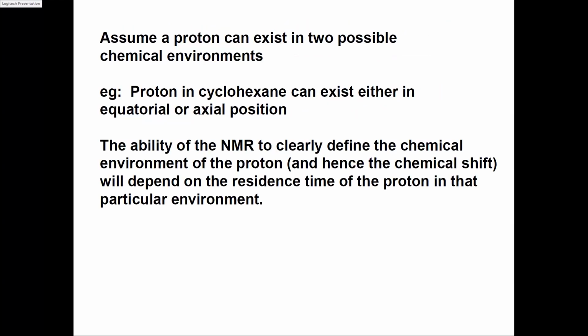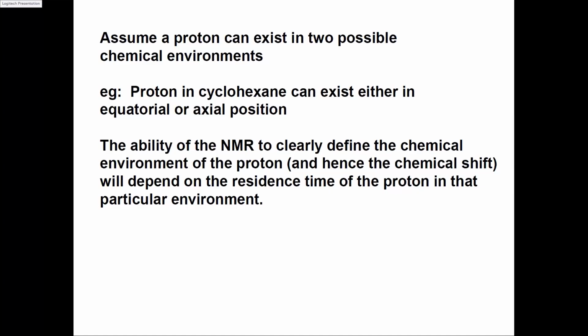Let's assume there are two types of protons in a molecule. A typical example would be the axial and the equatorial hydrogens present in cyclohexane. They have distinct chemical environments, so the axial hydrogen and the equatorial hydrogen should come separately in the NMR spectrum. The ability of NMR to distinguish between the two protons will depend upon how long the protons spend time in the axial position and in the equatorial position.